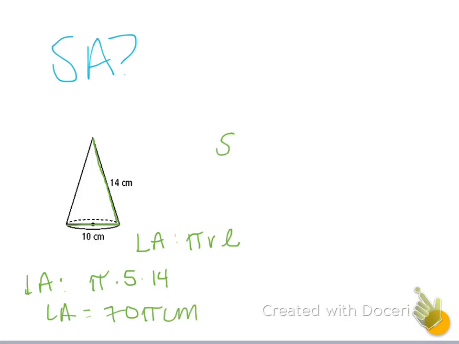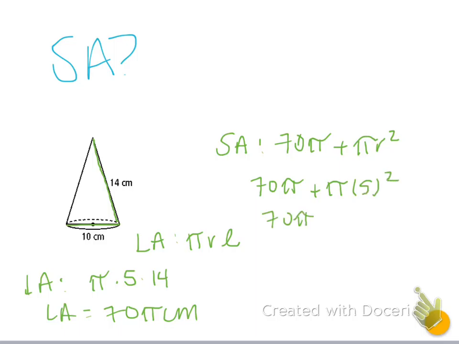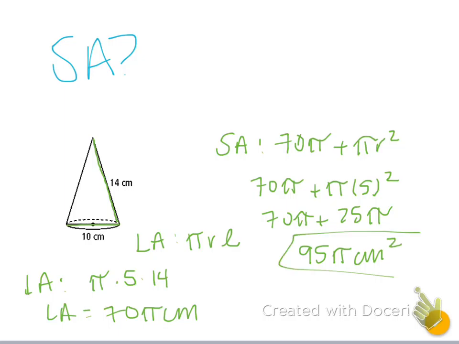So for my surface area, we take our lateral area, 70 pi, plus the area of our base, pi r squared. So 70 pi plus pi times my radius, 5, squared. 5 squared is 25. We add them together, so we get 95 pi centimeters squared.